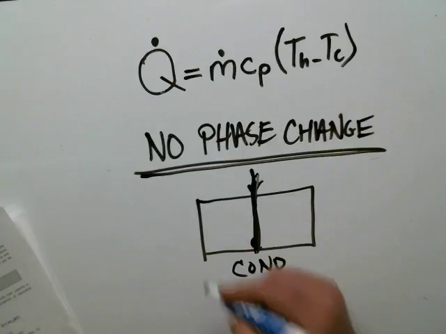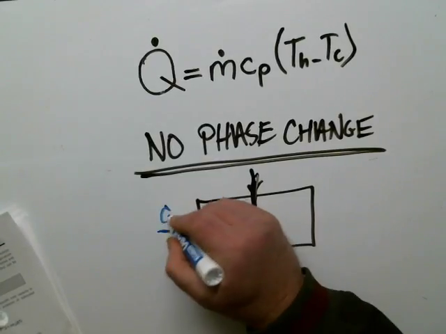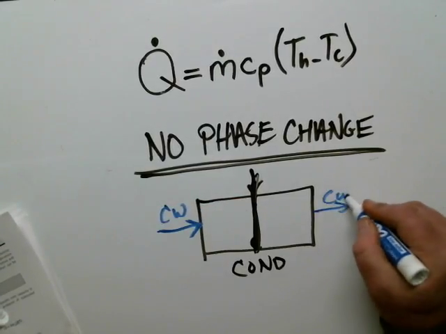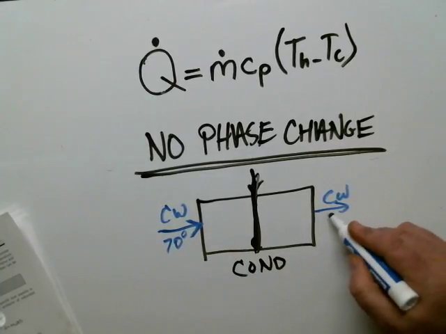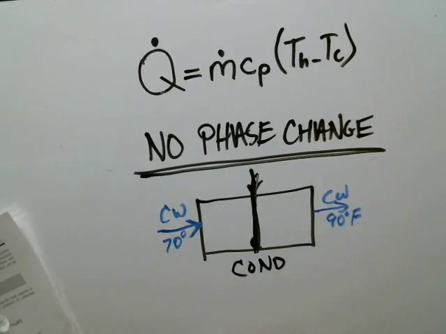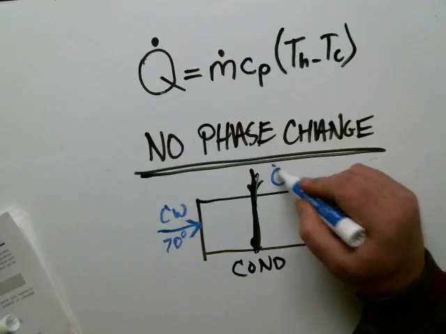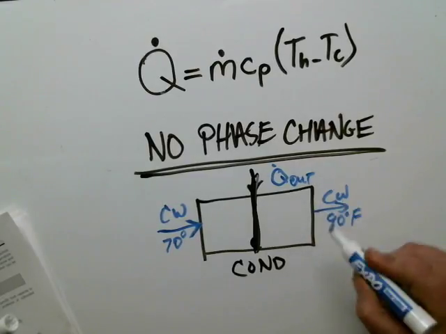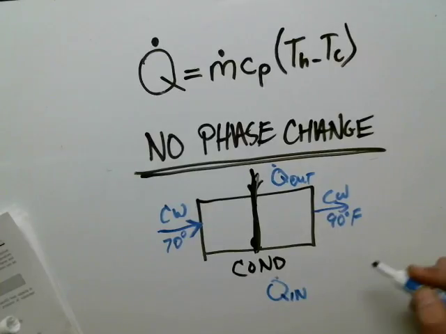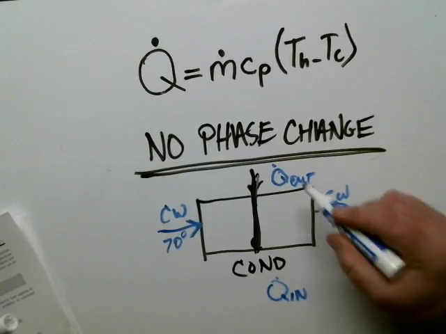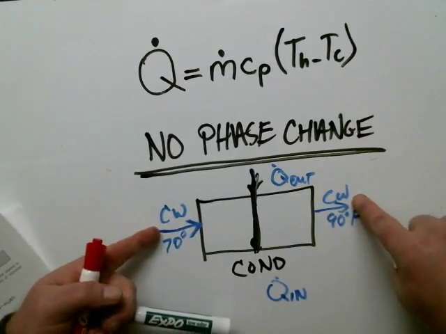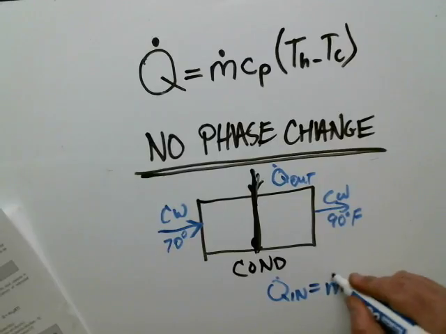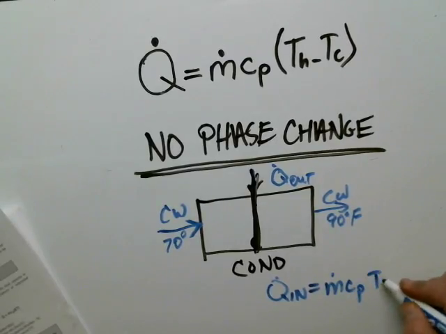But what I can do, here's the circ water coming in and circ water leaving, and let's say circ water comes in at 70 degrees Fahrenheit and leaves at 90 degrees Fahrenheit. There's no phase change occurring there at atmospheric pressure. So if I assume that all of the heat that was transferred out of the steam was transferred into the circ water, I'll just solve for the heat transfer rate of the steam by solving for the heat transfer rate of the circ water. And I could use this equation on the circ water side.